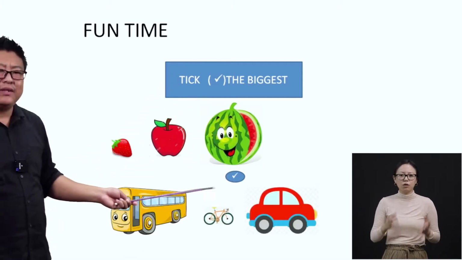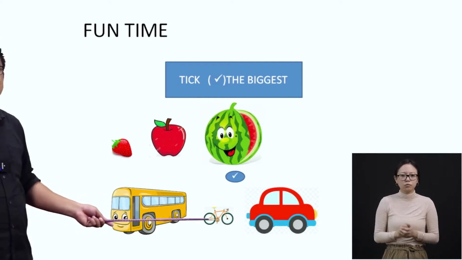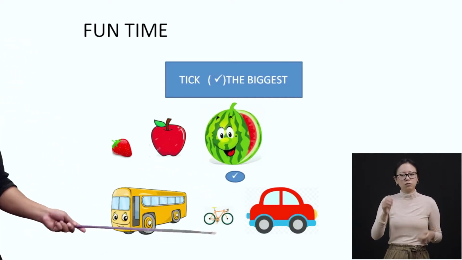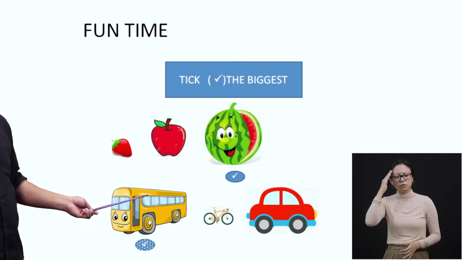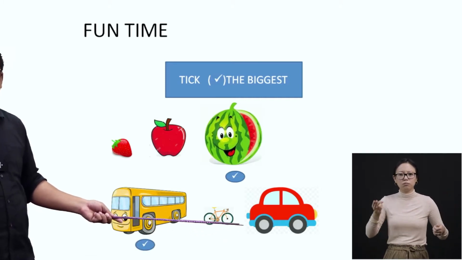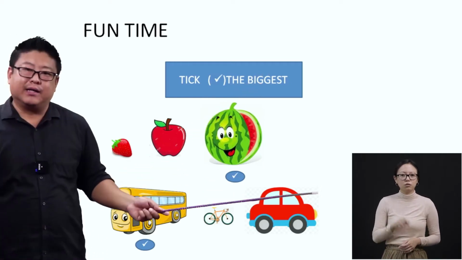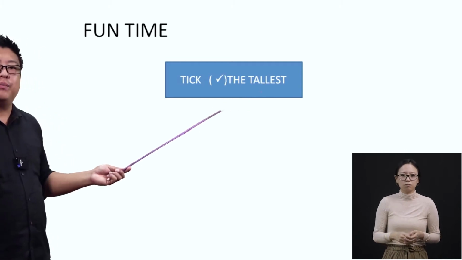Let's look at another example. We have a bus, we have a cycle, and we have a car. By looking at this, you can see that the bus is the biggest among the three, right? So this is how you identify smallest and biggest, right? So let's look at the next topic.